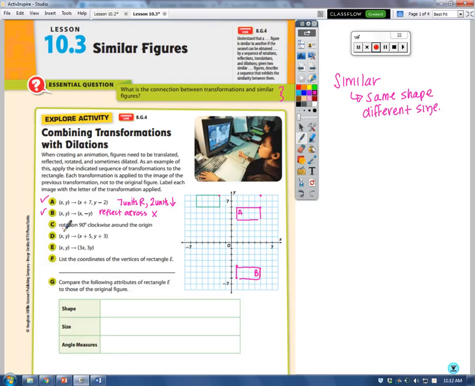And then I've got a rotation 90 degrees clockwise around the origin. So clockwise is this direction, and the origin is our center of rotation. So I'm going to take this point, this line right here, and I'm going to rotate that around the origin 90 degrees. And so this is going to be my rectangle C.